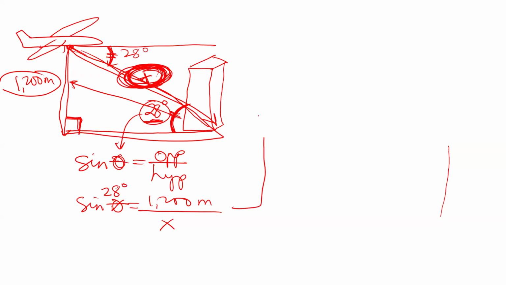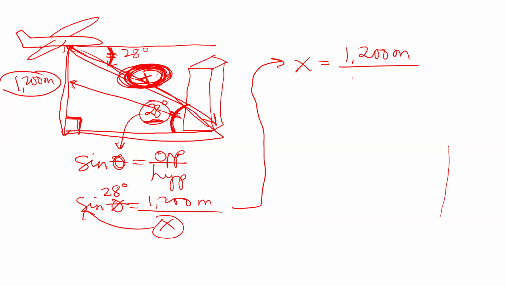If we solve this problem, we simplify it. Transposing x to the other side, we will have x is equal to 1,200 meters all over sine 28 degrees. Do you follow?